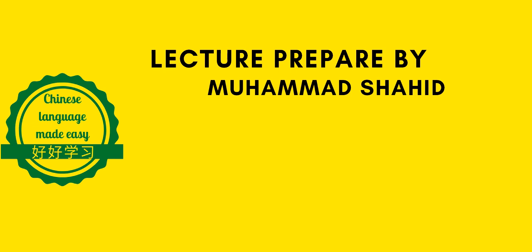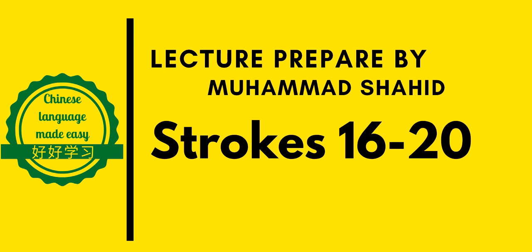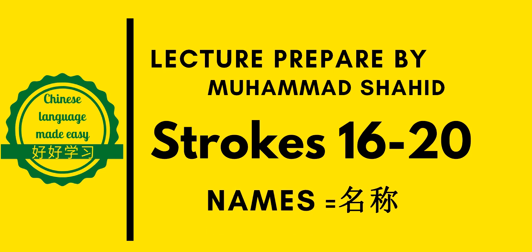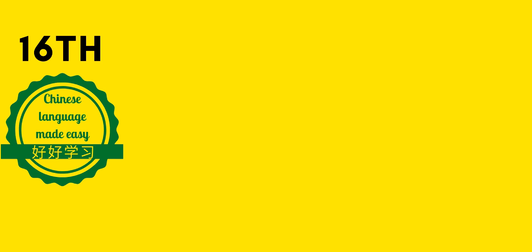The strokes whose names I'll discuss today are numbers 16 to 20, and these names in Chinese are known as Ming Cheng. Ming Cheng means names. I have recorded 2 lectures on this topic in which I discussed 15 names of the strokes of a Chinese character. So this is actually the 16th, the first of this lecture and the 16th of the continuation of the previous 2 lectures.